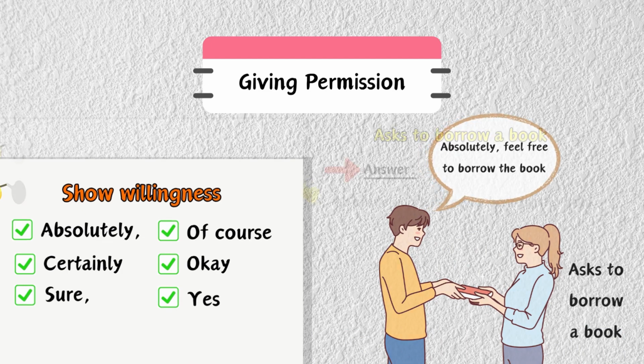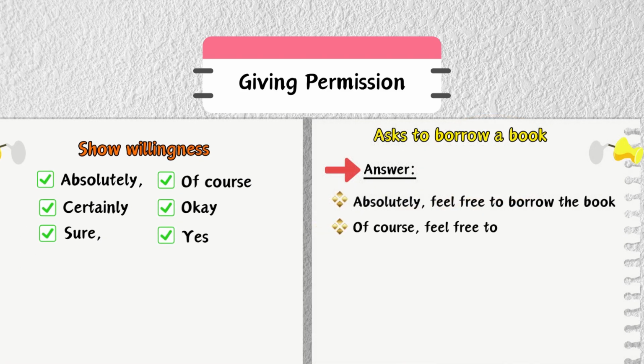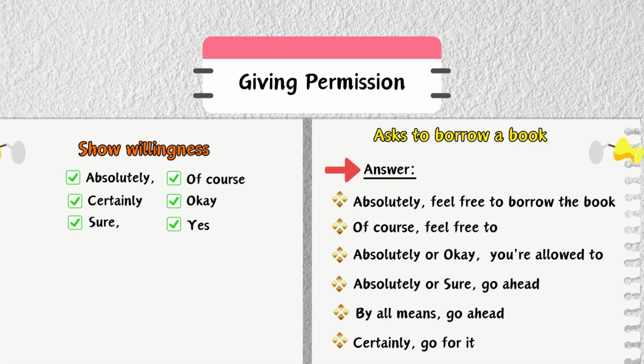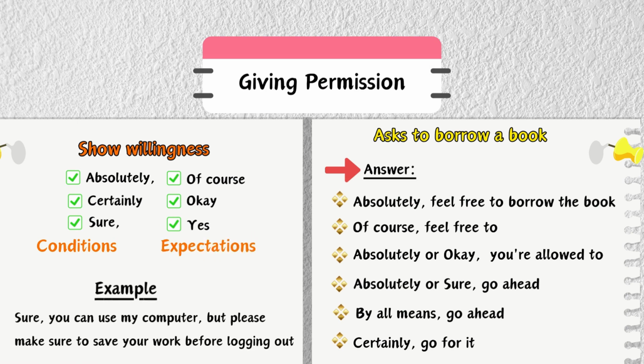More examples. Of course, feel free to. Absolutely, or okay, you're allowed to. Absolutely, or sure, go ahead. By all means, go ahead. Certainly, go for it. Next, if there are any conditions or expectations tied to the permission, make them clear. For example, "Sure, you can use my computer, but please make sure to save your work before logging out."